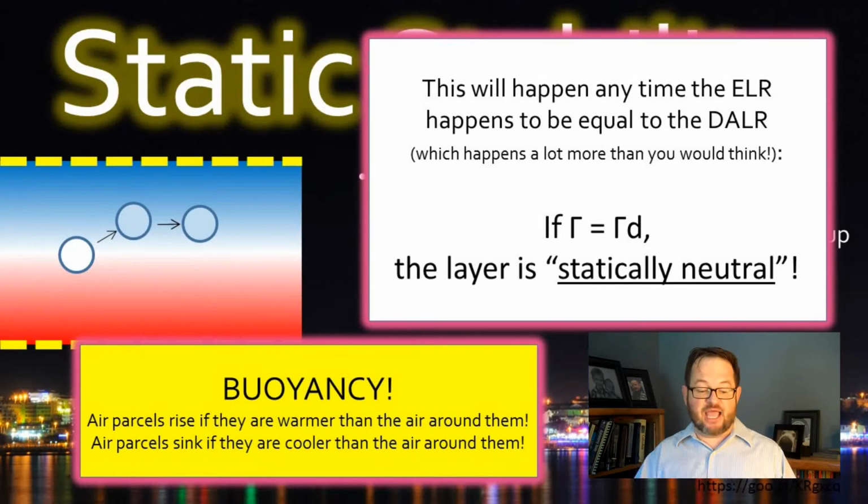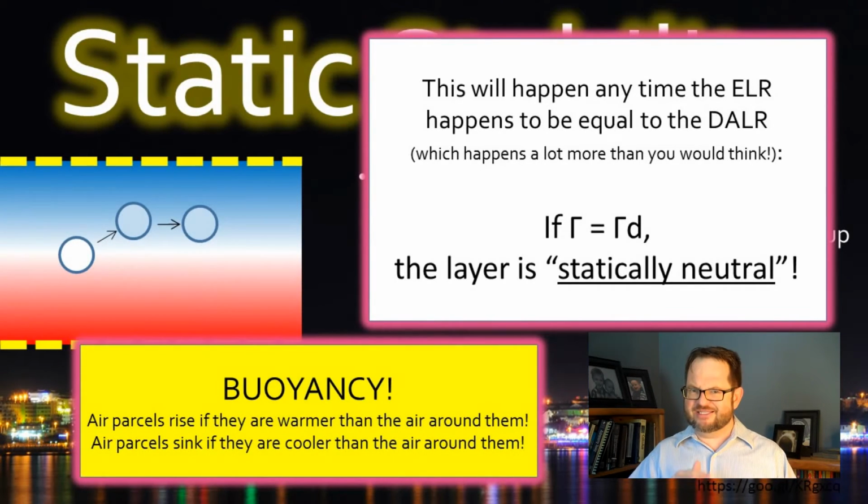It's going to happen any time the environmental lapse rate happens to be equal to the dry adiabatic lapse rate. So if gamma is equal to gamma d, the layer is statically neutral. Now you might think, what are the odds of that happening? But as you're going to see in a later part of this lecture, that actually happens a lot. That's a normal situation a lot of the time.